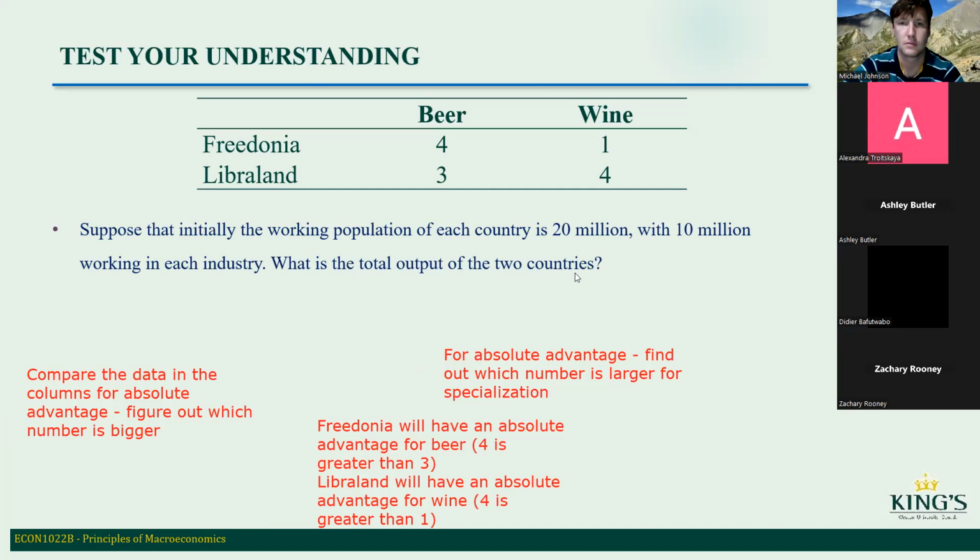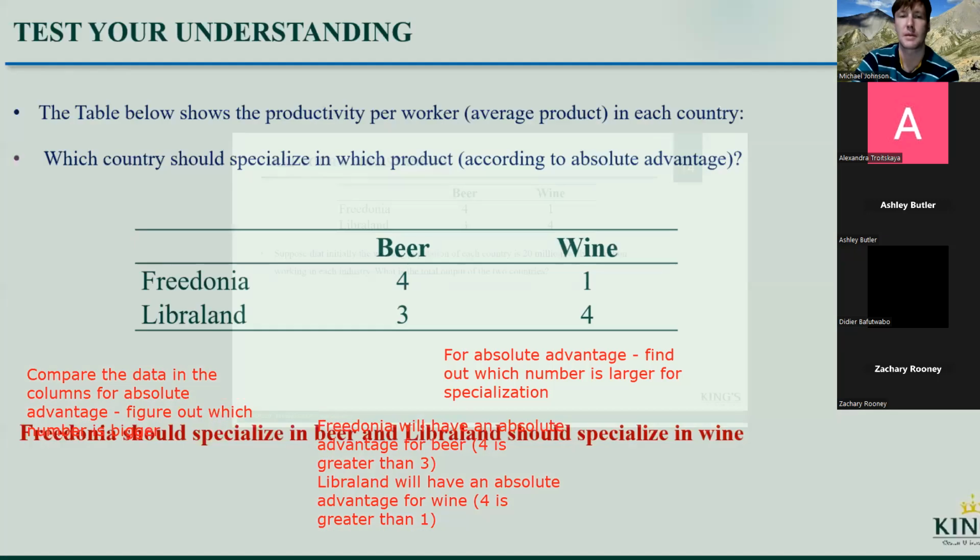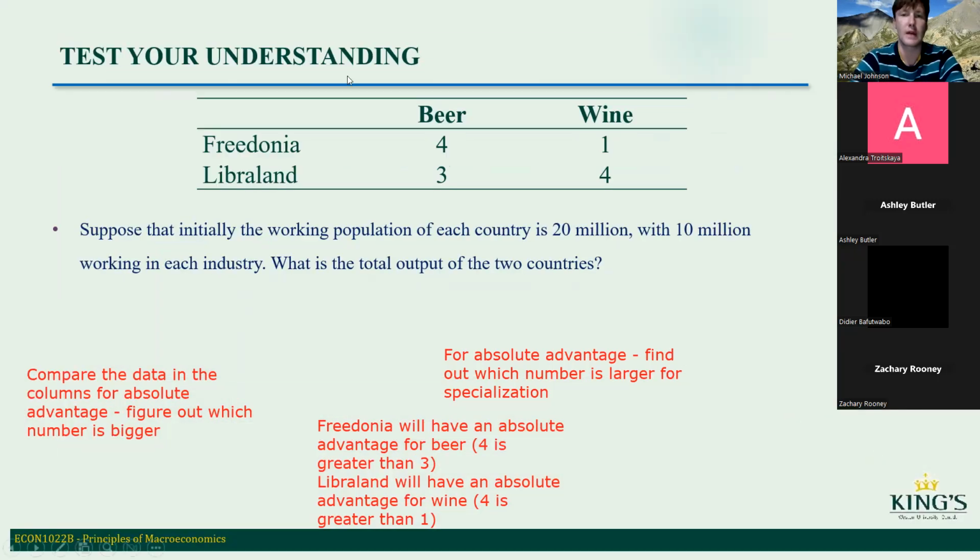Should we multiply the given advantage number in each of the categories by the number of workers in each of the countries? I think that's a good start. Yes, I believe so. So try that. Okay, so Fredonia will have 40 million and Liberland will have 30 million in beer production. Yeah, that sounds good. Great job.